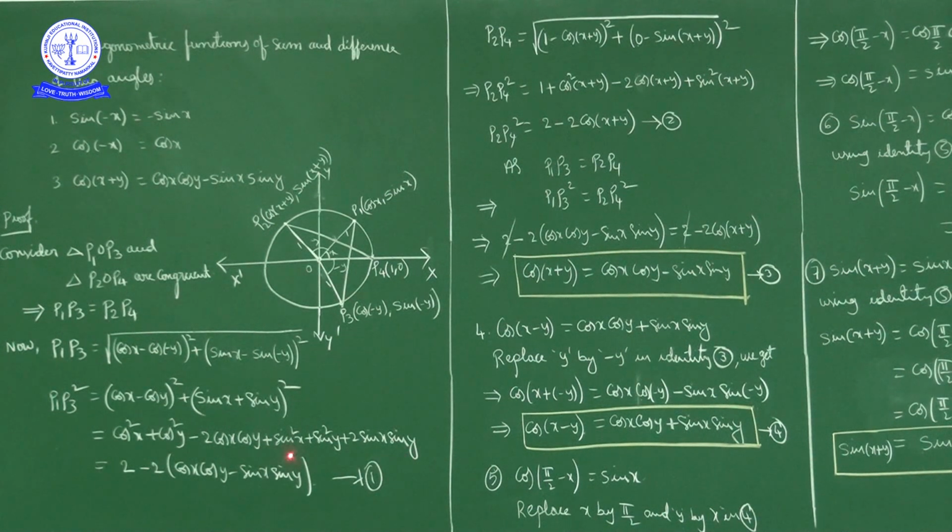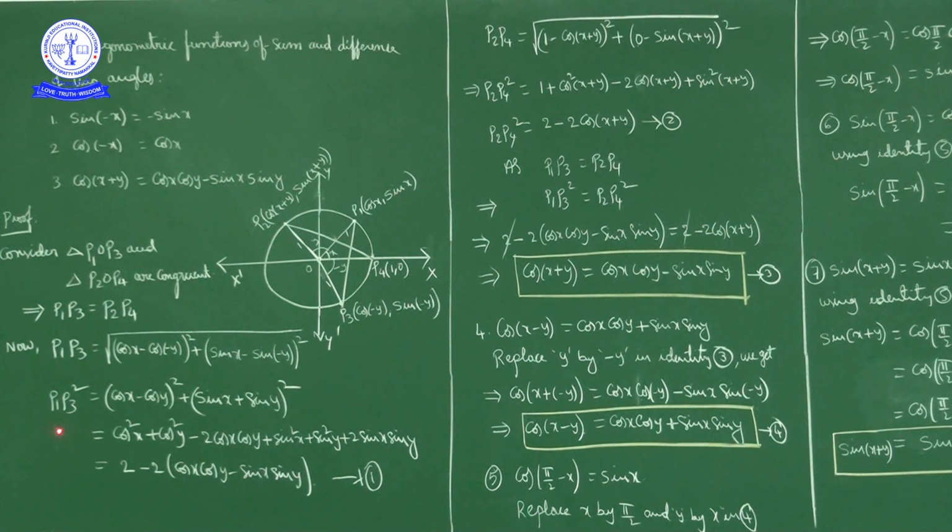Now if you observe, sin square x plus cos square x is 1, and sin square y plus cos square y is 1, so 1 plus 1 is 2. And what we have is minus 2 cos x cos y plus 2 sin x sin y, so we take minus 2 common. That gives minus 2 times (cos x cos y minus sin x sin y).